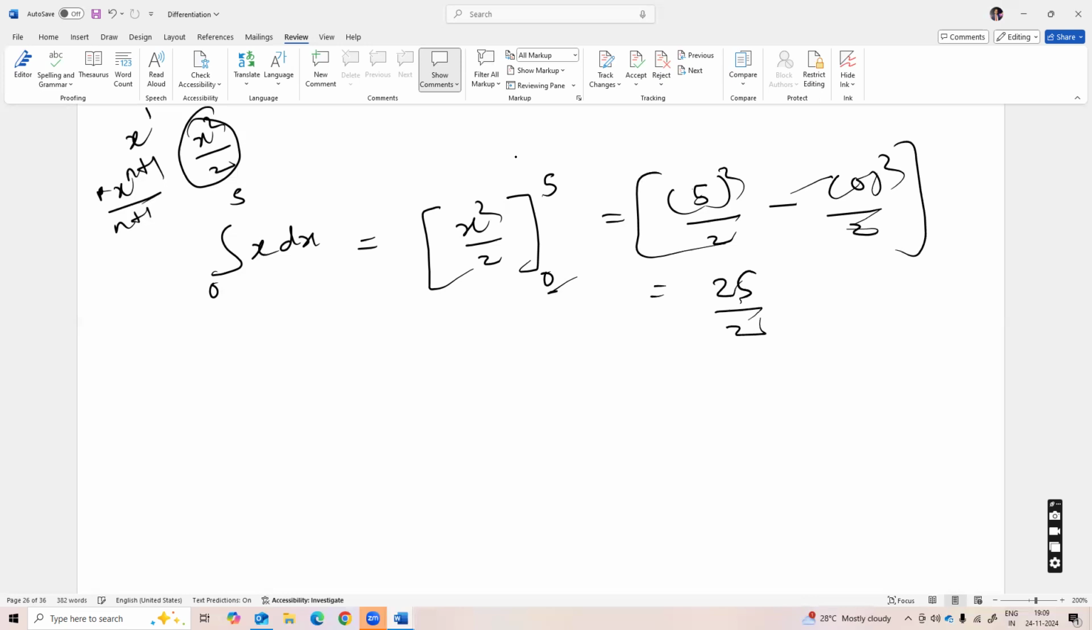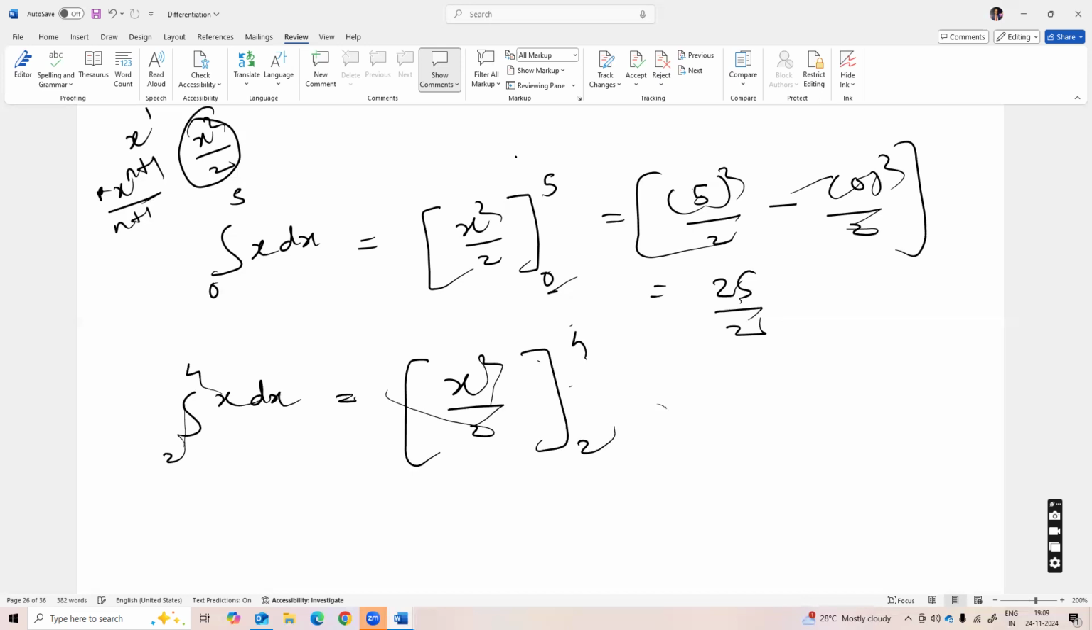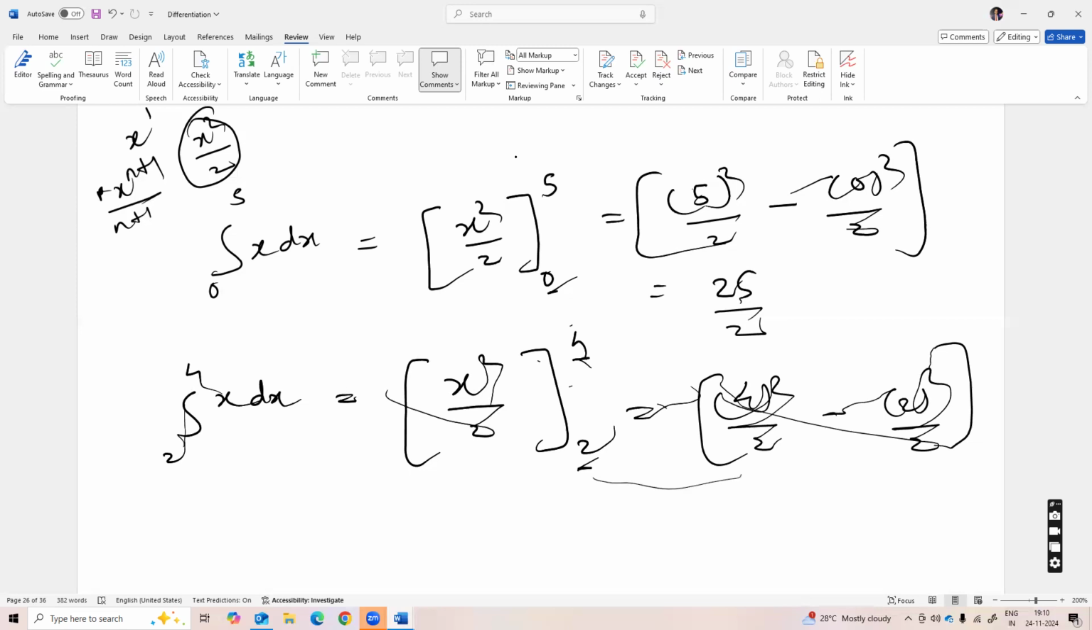Similarly, for the same question, if the limit was from 2 to 4, its integration is again x squared by 2. We will not write c as it gets cancelled. We first put the upper limit, which is 4, so it is 4 squared by 2 minus 2 squared by 2. 4 squared is 16, and 16 by 2 is 8. 2 squared is 4, and 4 by 2 is 2. So that will give us 6.